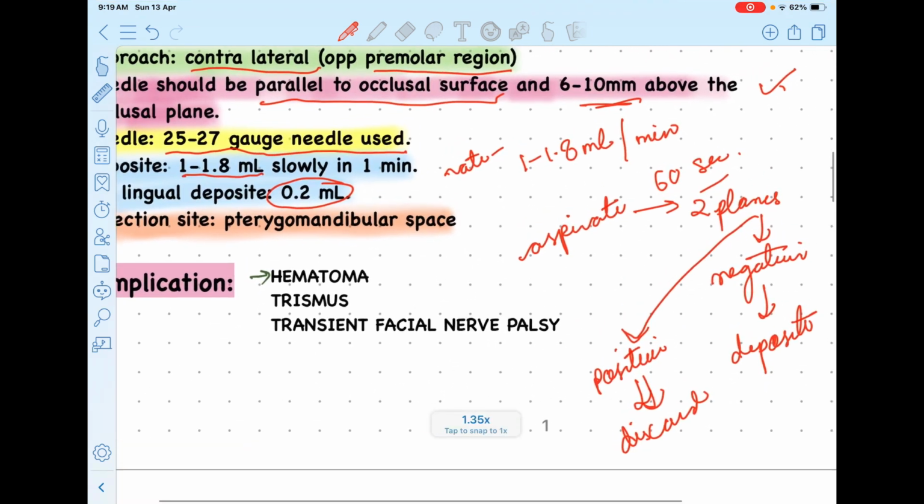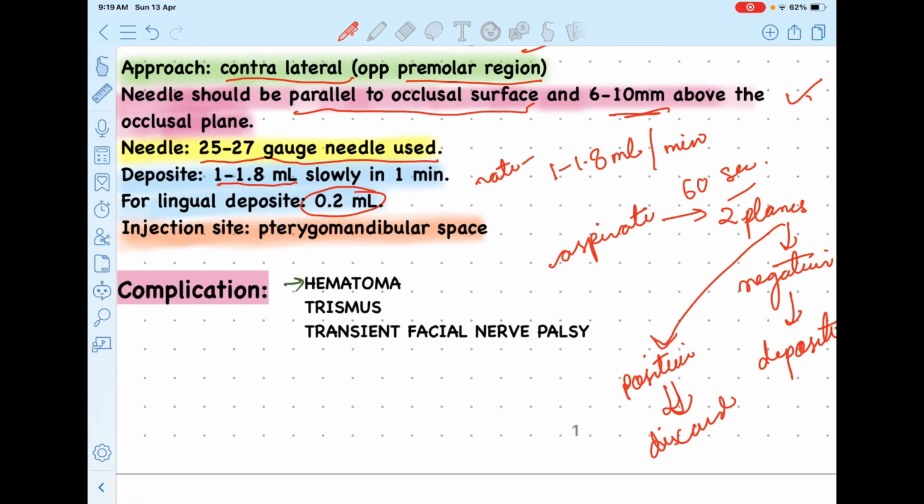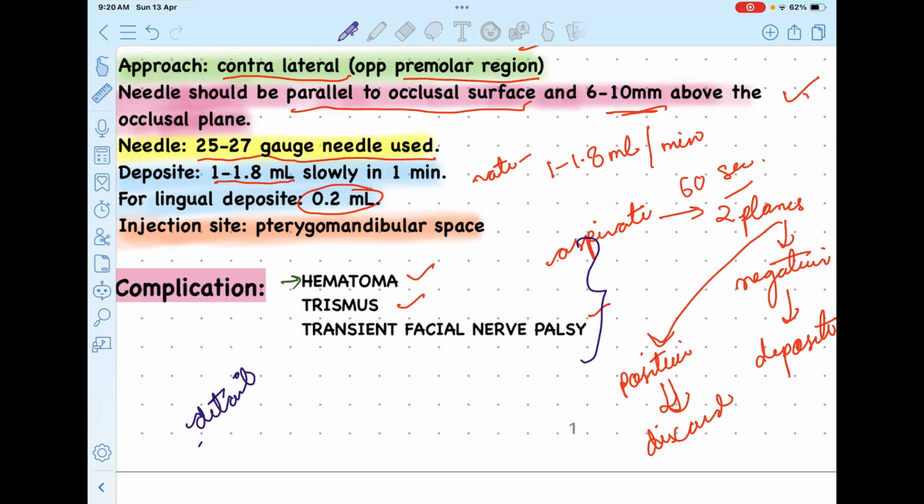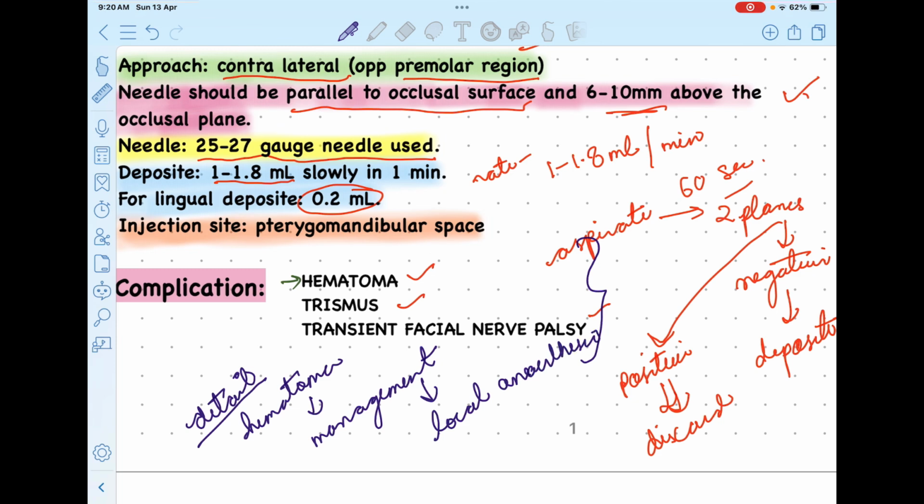Okay, now let's see the complications. So the complications of inferior alveolar nerve block are hematoma, trismus, and transient facial nerve palsy. About these complications, what is hematoma and its management, I have explained in detail separately in a different video named local anesthesia. So you can just go and check it out.